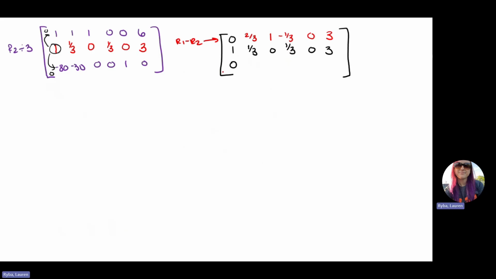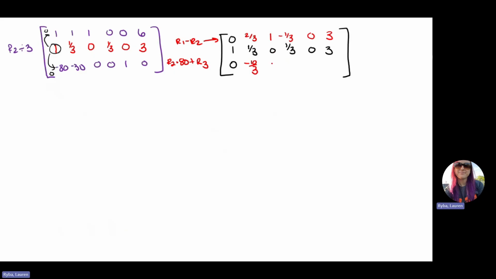Okay, but down here, I want to cancel out a negative 80. So I'm going to take row 2 times positive 80 and then add it to row 3. Because 1 times 80 is 80. 80 plus negative 80 is 0. So 1/3 times 80 is 80 over 3. Minus 30 is going to leave me with negative 10/3.